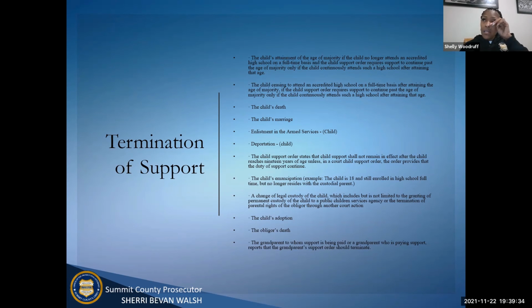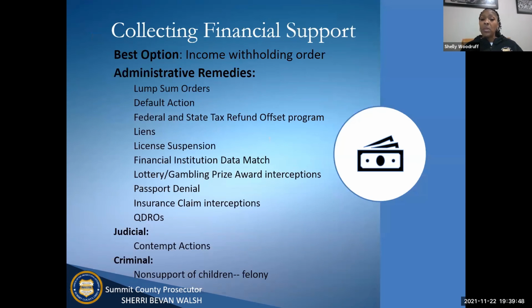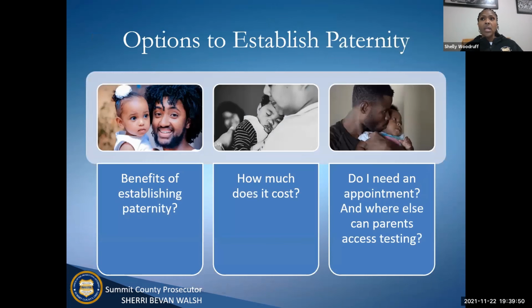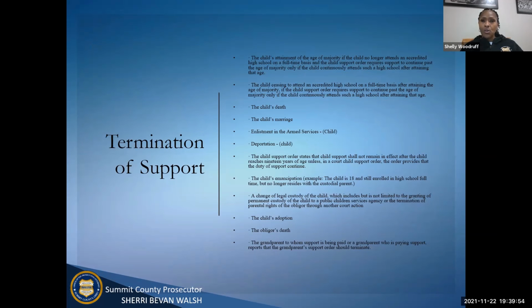What this means is some kids, even though they graduate high school and they turn 18, some parents, especially parents that were married, that obligor who's ordered to pay the support may be ordered to continue to pay support if that child has some kind of health issue that would require mom or dad to continue to provide care for that child.